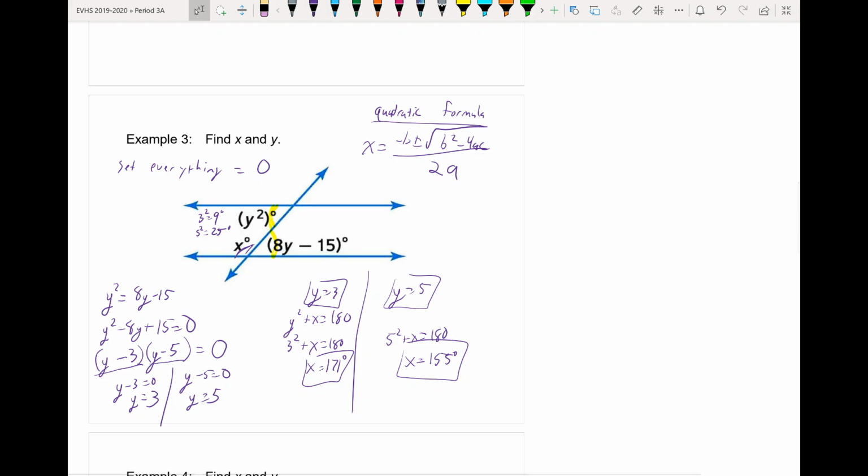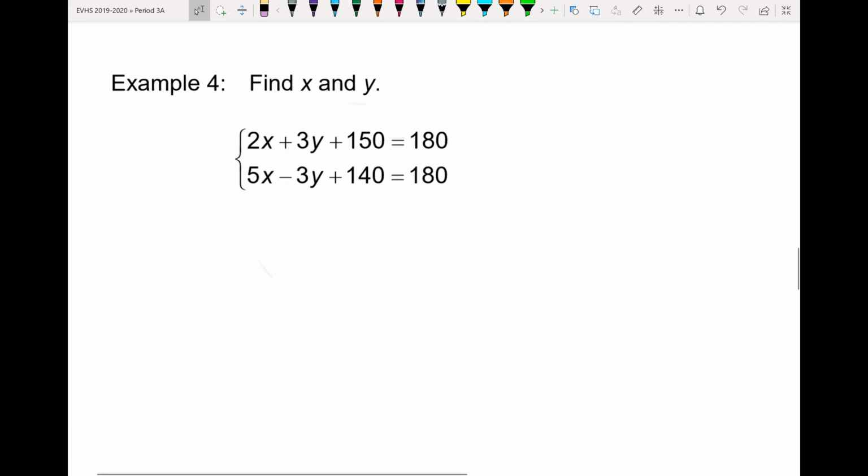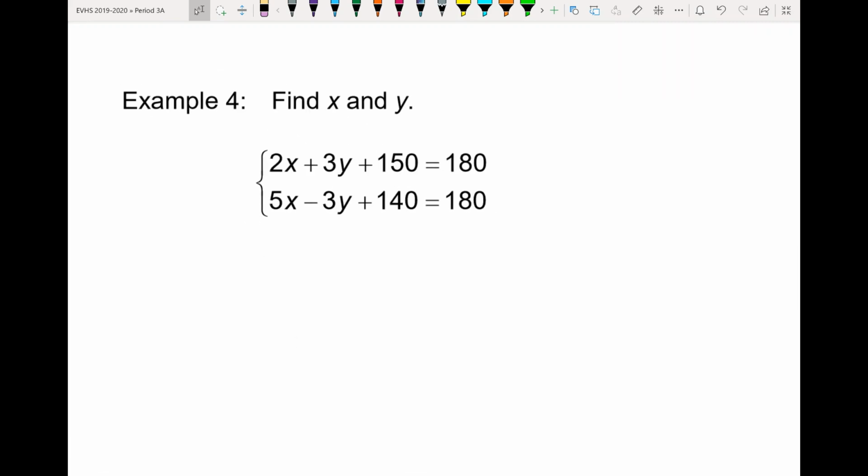All right. Any questions? All right. Another problem here. Now, this one's just a straight up algebra problem, but it's designed to mimic one that you might get inside of a geometry problem. Because I've got things adding together. Like, for example, what if I had 2x and then 3y plus 150? Those two would add together to be 180. That's the reason it's designed this way.